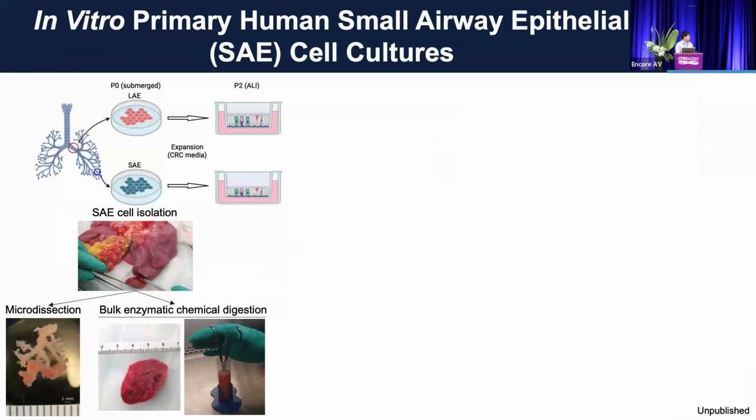So to overcome that limitation, we have developed a large and small airway in vitro culture system. We isolate large and small airway stem cells from different regions. We use two different techniques to isolate small airway basal cell populations. One is microdissection, and another way is we cut the peripheral lung piece, chemically digest everything, and then seal them and select using the media.